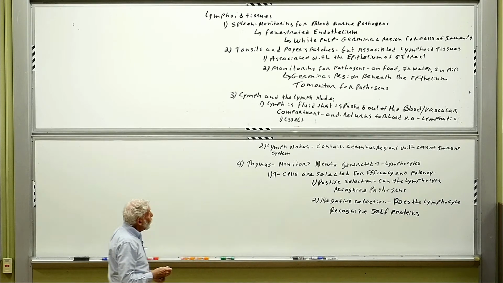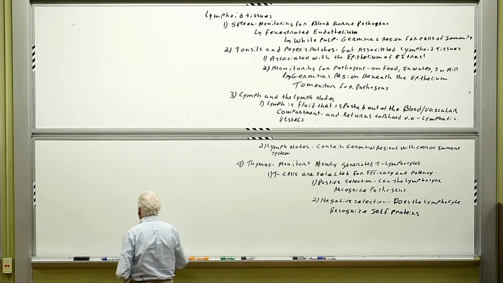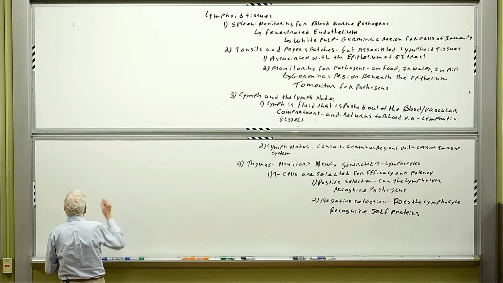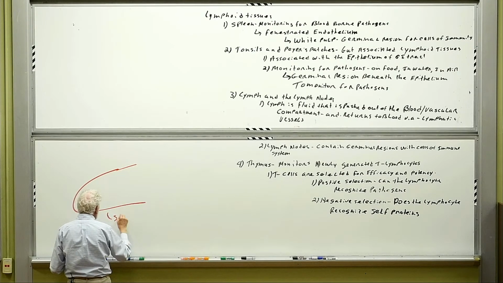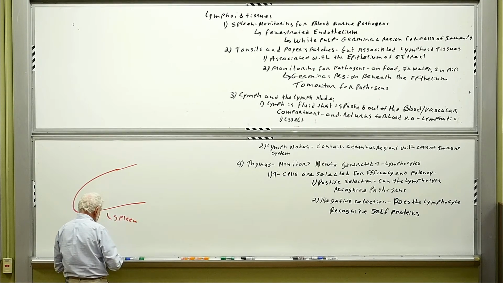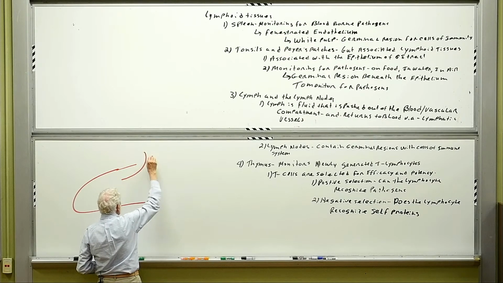So those are the four main characters that we're going to talk about in terms of the lymphoid tissues. So let's start here with the spleen, and you'll recognize a lot of what we talked about yesterday. So this is meant to be the spleen. There is an enormous blood supply into the spleen through the splenic artery.